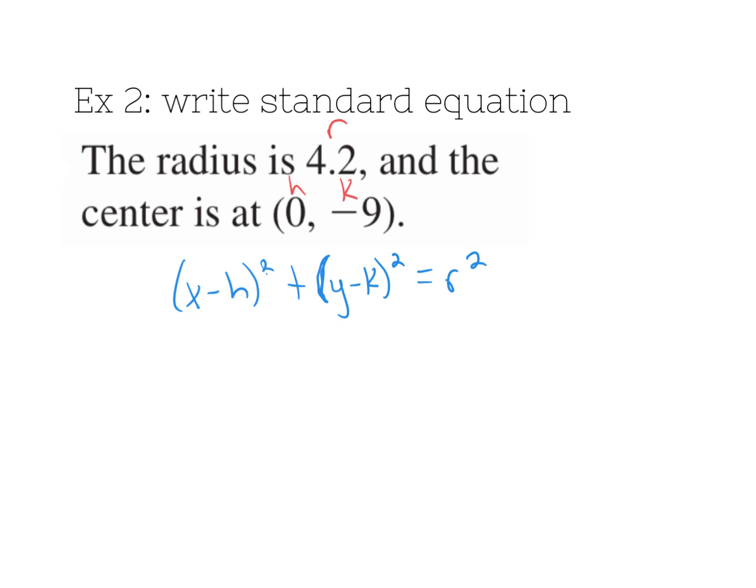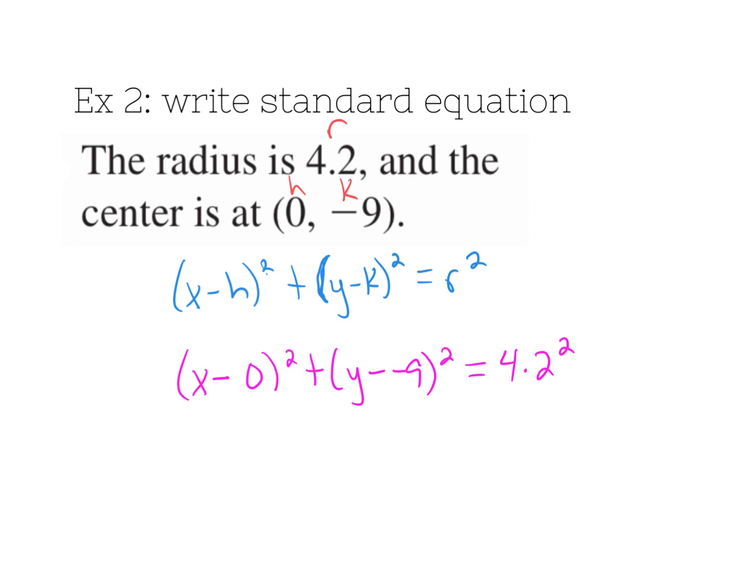So what do we do with the x and y when we're writing the final equation? They stay the same, right? So x minus, Shelby, what's the h? 0 squared. Jules, we leave the y, but then what's the k? -9, so y minus -9 squared. Then Chris, what's the r? 4.2. So we just literally substituted our numbers in.